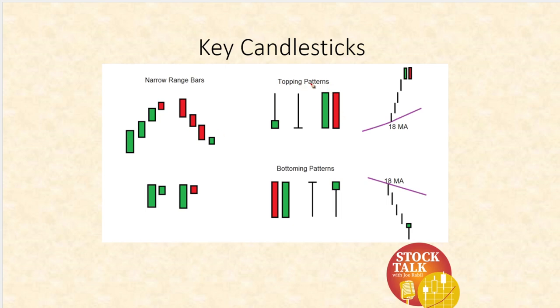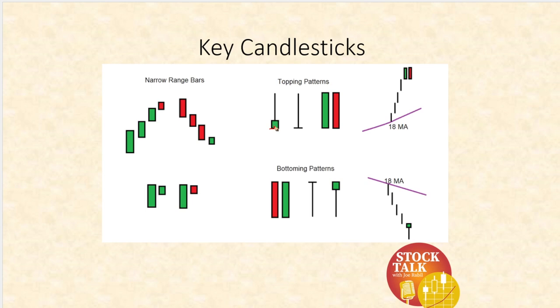And then we've got topping patterns and bottoming patterns. So this would represent a stock that opens up here. Let's just call this 50. We'll just say this is $50 at the open. And it pushes all the way up to $55 during the day. And then by the end of the day, it closes at, say, 51. So overall, let's say you opened at 50 and closed at 51.